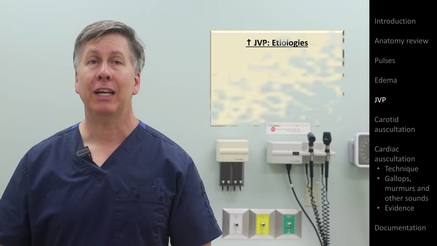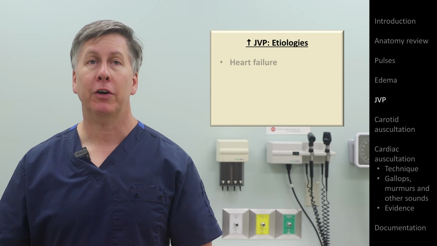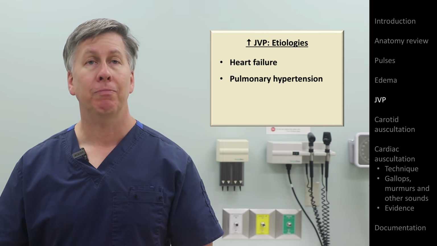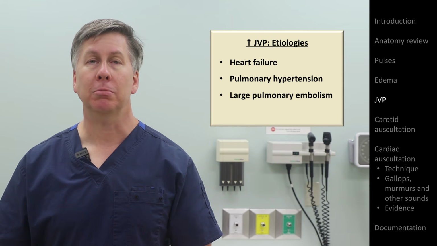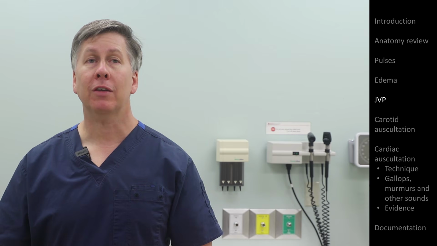The causes of an elevated JVP are many, but most notably, all forms of heart failure, pulmonary hypertension, a large pulmonary embolism, and cardiac tamponade.